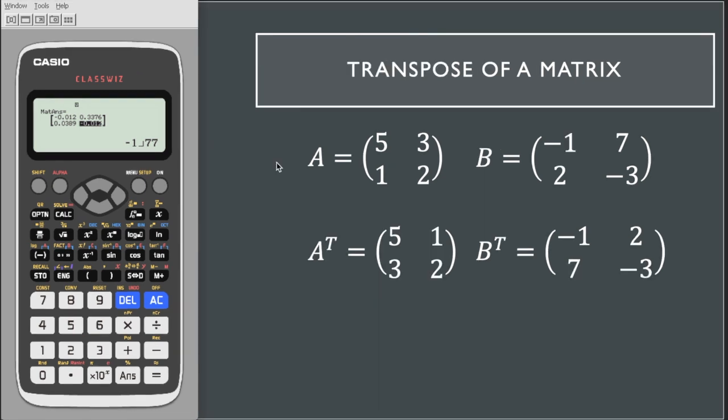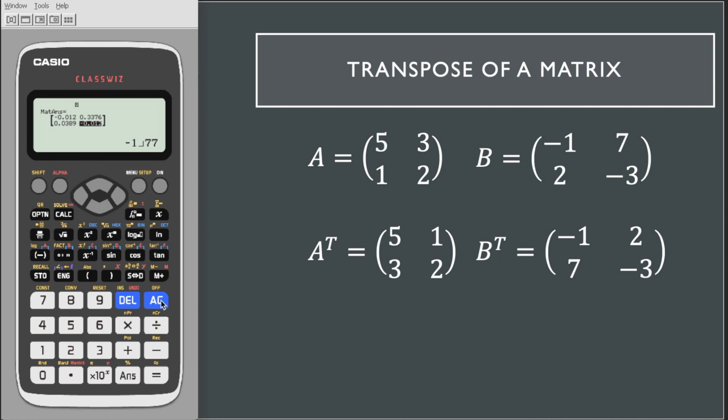We're going to look at the transpose of a matrix. So in order to work this out by hand, if we look at matrix A, to work out its transpose, all of the rows are going to become columns. So this first row here, where we've got 5, 3, is now going to become this column down here. And same with this row, where we've got the entries 1, 2, it will then become this column down here. So they're fairly easy to work out by hand, but I'll show you how to work it out on the calculator.